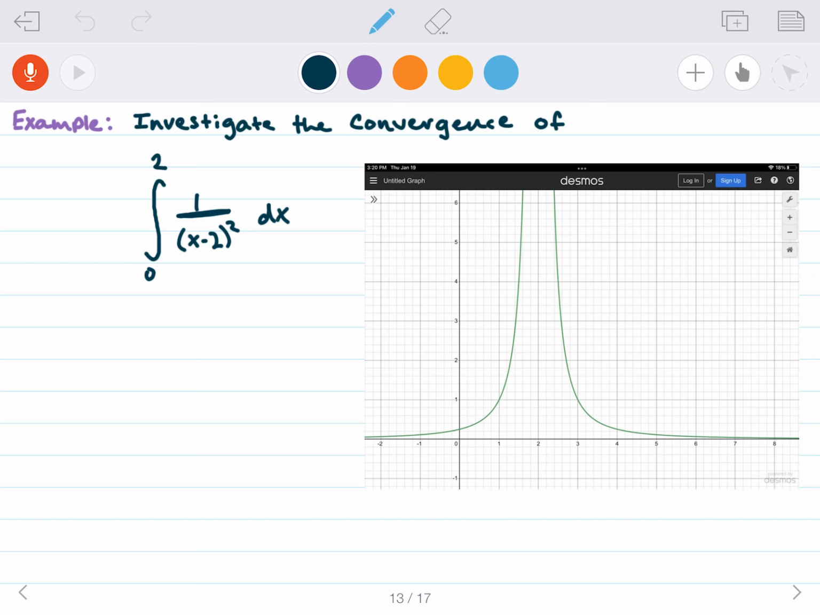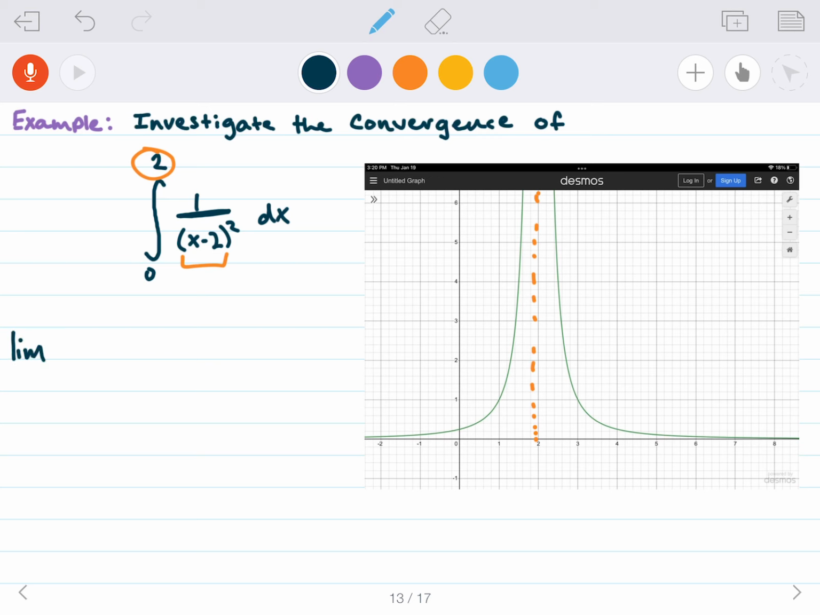So what I'm going to do is I have the graph to the right, and I'm going to figure out what the problem area is. Well, look at our denominator. What can the denominator not be from 0 to 2? Well, it can't be 2, right? That's going to cause the denominator to be 0. So my asymptote, my problem area, is at 2. So that's what I'm going to replace with b, since it's the upper bound.